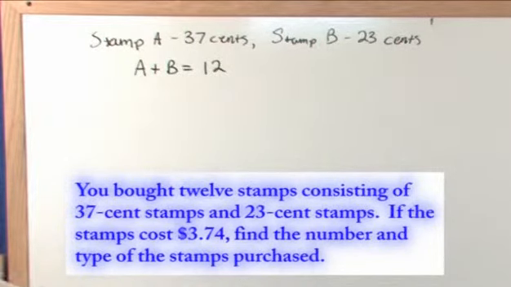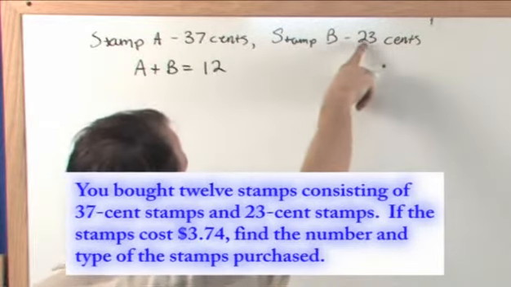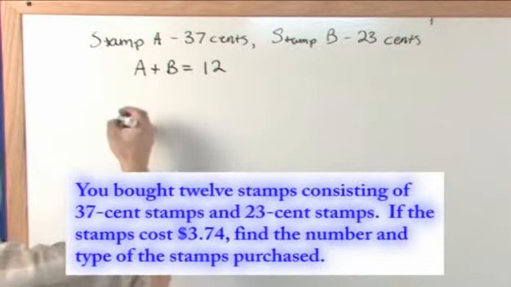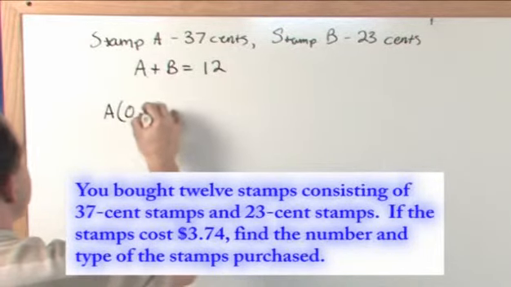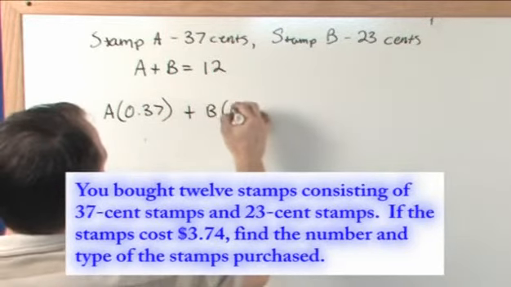If the total cost of the stamps is $3.74, find the number and type. So we know that stamp A has a value of 37 cents and stamp B has a value of 23 cents. And we know the total value is $3.74. So what we have is A is worth 37 cents each. So A times 37 plus B times 23.